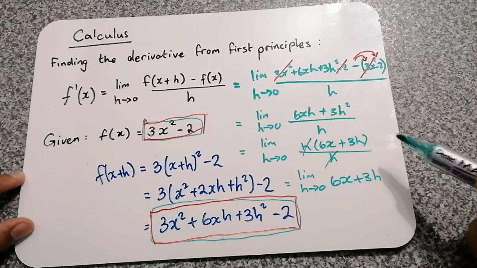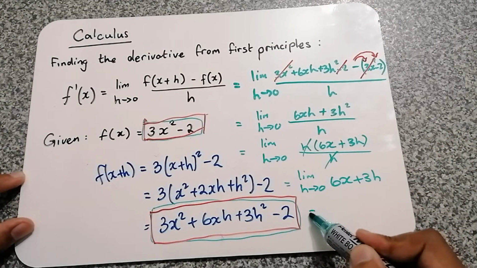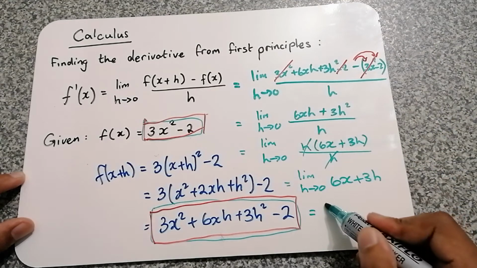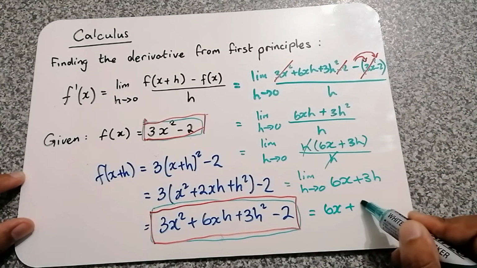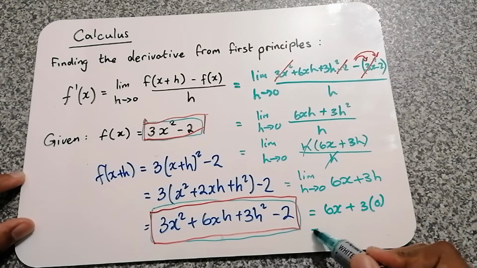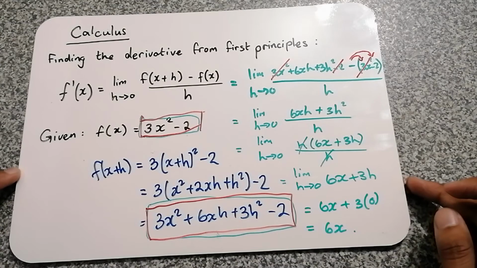Now we can actually substitute h with 0. And once we do that, we don't have to keep writing the limit anymore because h has reached 0. Then this is just 0, so your answer is 6x. And that's the derivative from first principles.